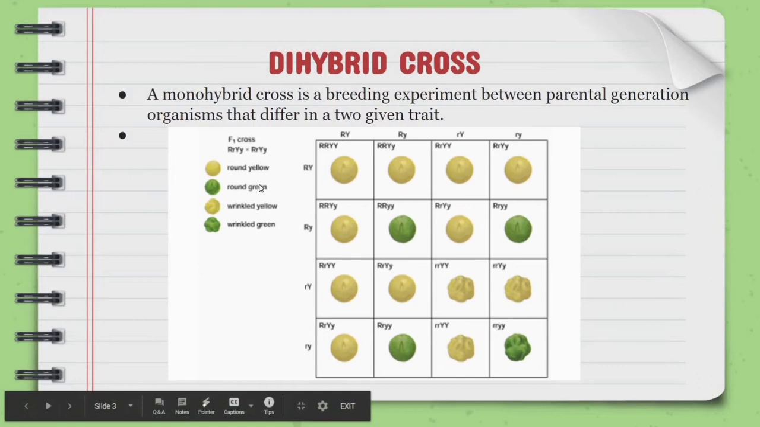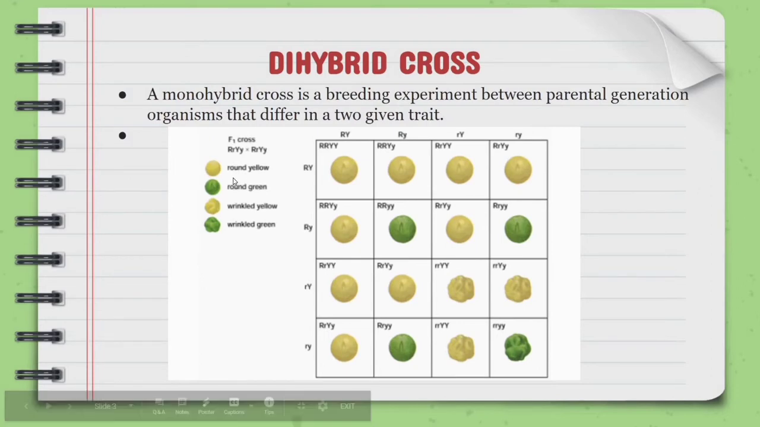In this particular example, the characters taken are round seed and yellow seed color, and wrinkled seed and green seed color. Among them, round and yellow are the dominant characters, and wrinkled and green are the recessive characters.